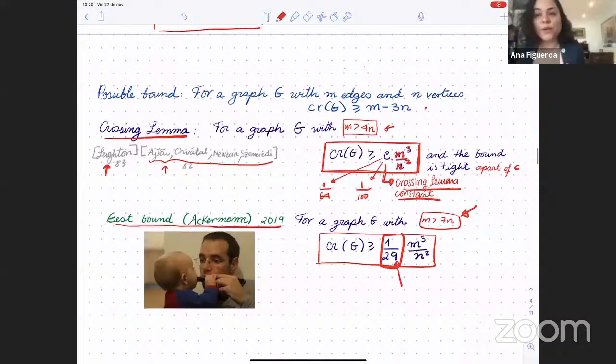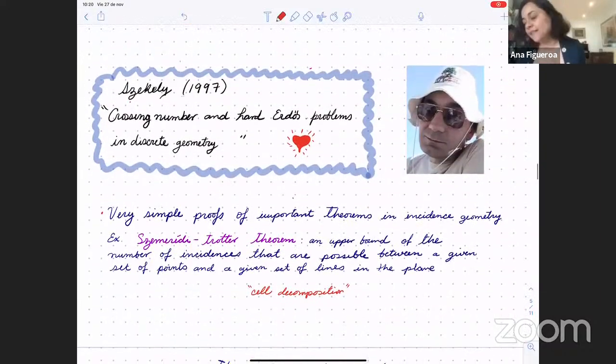Why is this result so important? Well, in 1997, Székely wrote this wonderful paper, Crossing Numbers and Hard Erdős Problems in Discrete Geometry. When I read this article, I totally fell in love. In this article, he gave very simple proofs of important theorems in incidence geometry, like the Szemerédi-Trotter theorem, among others. And all his proofs are like one paragraph proofs using the crossing lemma.